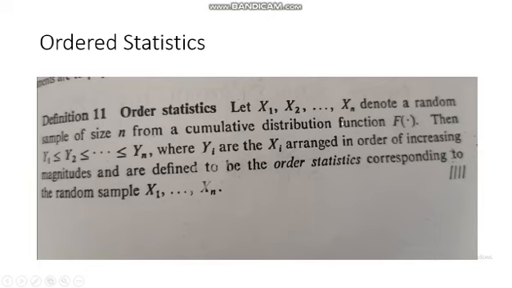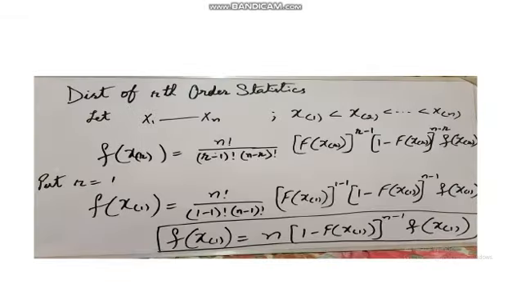Let x1, x2, up to xn be a random sample of size n with a certain CDF. Then y1 less than or equal to y2, and so on, less than or equal to yn, is the arrangement of the random variables xi in order of increasing magnitude. This arrangement is known as order statistics corresponding to the xi variables.